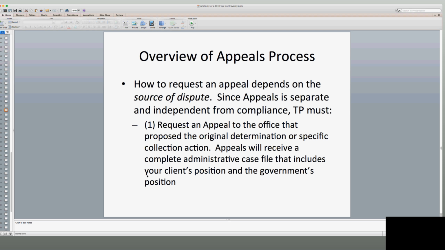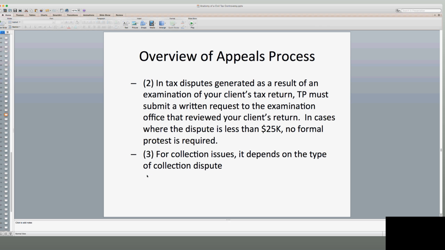How to request an appeal depends on the source of dispute. Since appeals is separate and independent from compliance, the taxpayer must first request an appeal to the office that proposed the original determination or specific collection action. Appeals will receive a complete administrative case file that includes the client's position and the government's position.